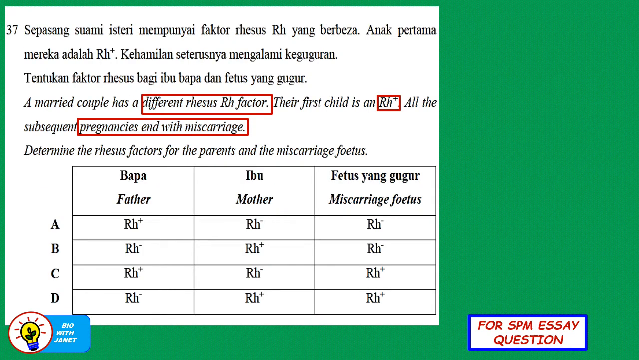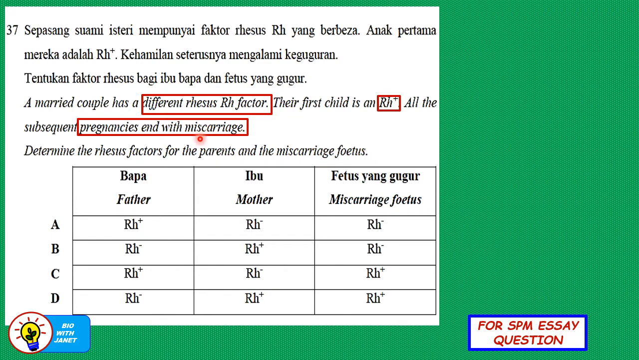Question 37. A married couple has different rhesus RH factor. The first child is an RH positive child. All subsequent pregnancies end with miscarriage. Determine the rhesus factors for the parents and the miscarriage fetus.